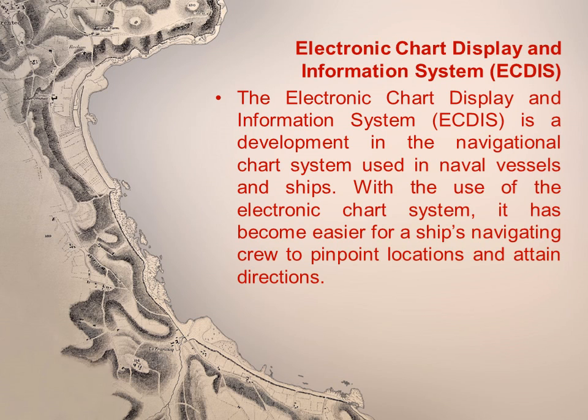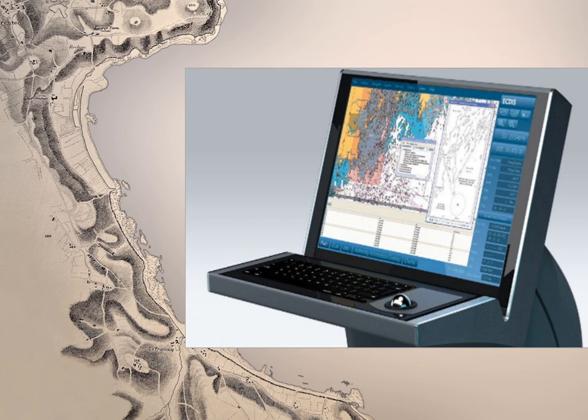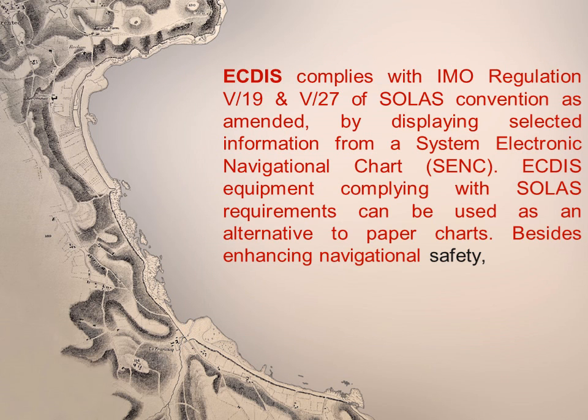Next, the Electronic Chart Display and Information System, or the ECDIS. The ECDIS is a development in the navigational chart system used in naval vessels and on ships. With the use of this electronic chart, it has become easier for a ship's navigating crew to pinpoint location and attain the direction. It is one of the developments of the chart using the ECDIS. Okay, it's one example of the ECDIS.